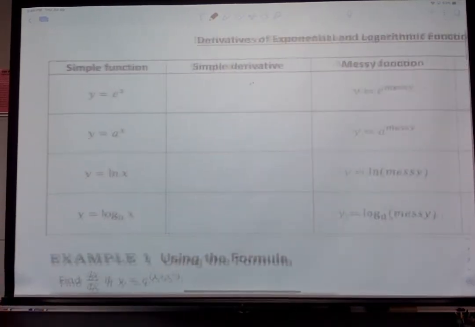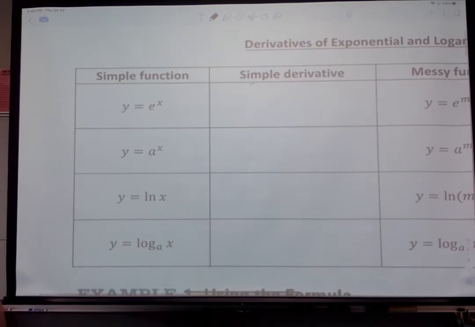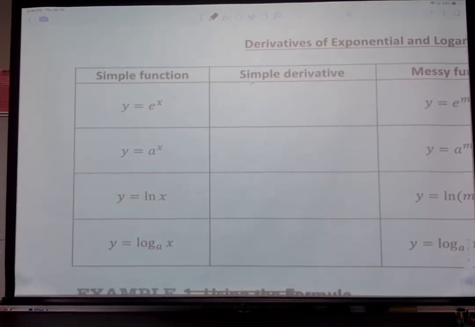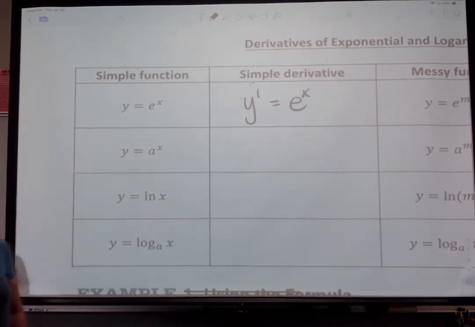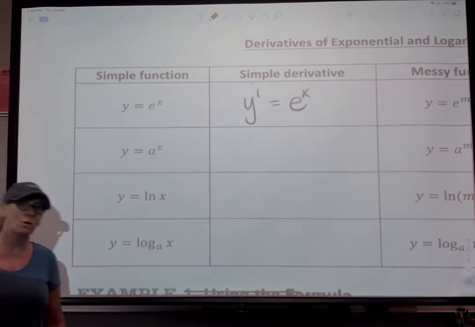So, for your simple derivatives, this is going to be your favorite one. The derivative of y equals e to the x, y prime equals e to the x. Oh my goodness. How is that even possible? Well, I'll show you in a minute.